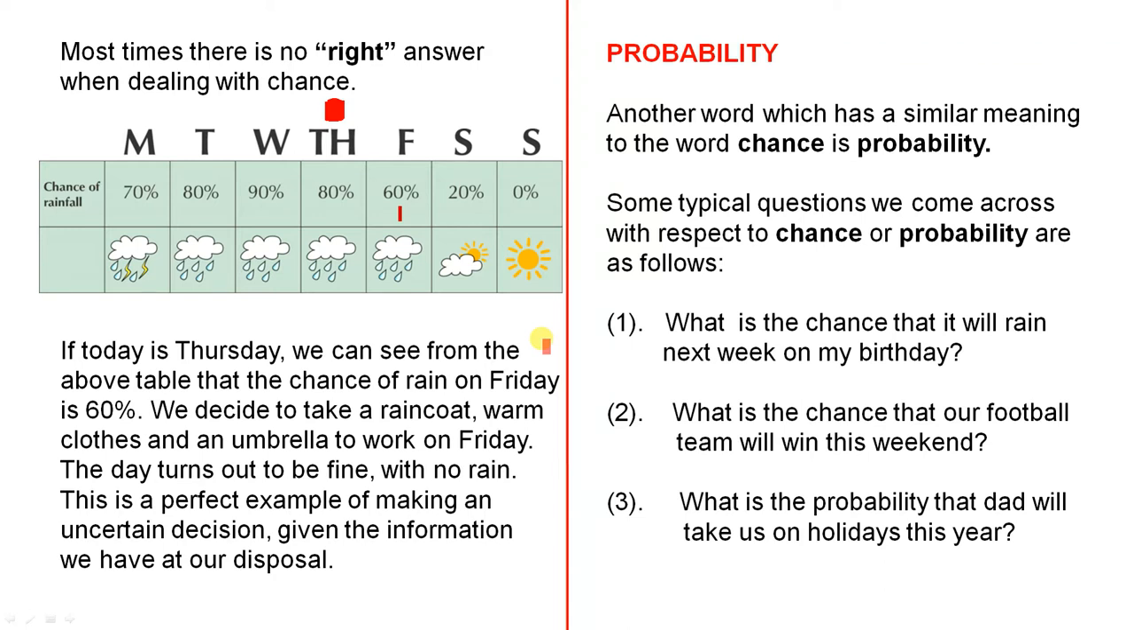The day turns out to be fine, with no rain. This is a perfect example of making an uncertain decision given the information we have at our disposal.